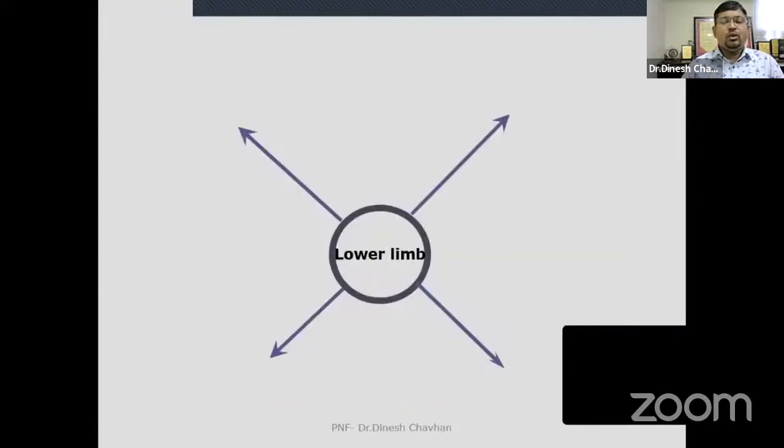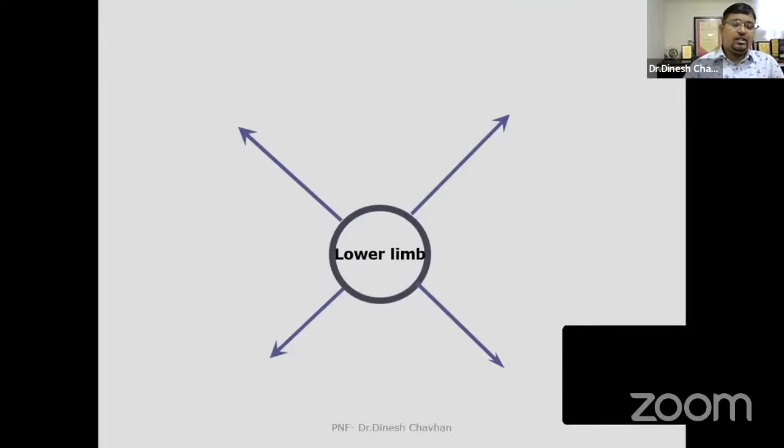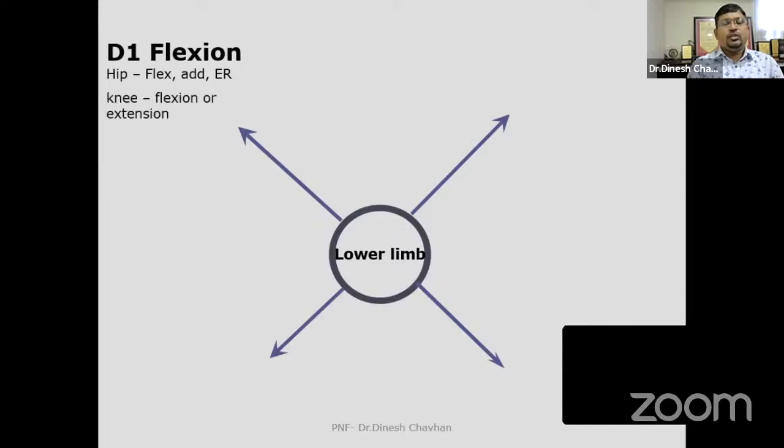So now we'll see the lower limb pattern. What are the lower limb patterns of D1 flexion, D1 extension, D2 flexion, D2 extension, and what are the components and movement happening at each joint? At the hip joint, we see flexion, adduction, external rotation. At the knee joint, flexion or extension. At the ankle, dorsiflexion. And at the foot, inversion. So these are the movements we see during D1 flexion at the hip, knee, ankle, and foot.